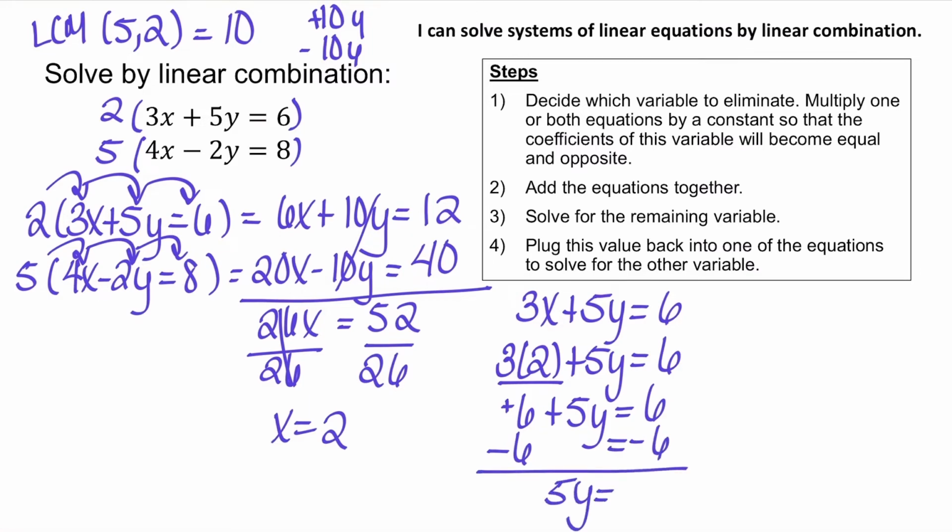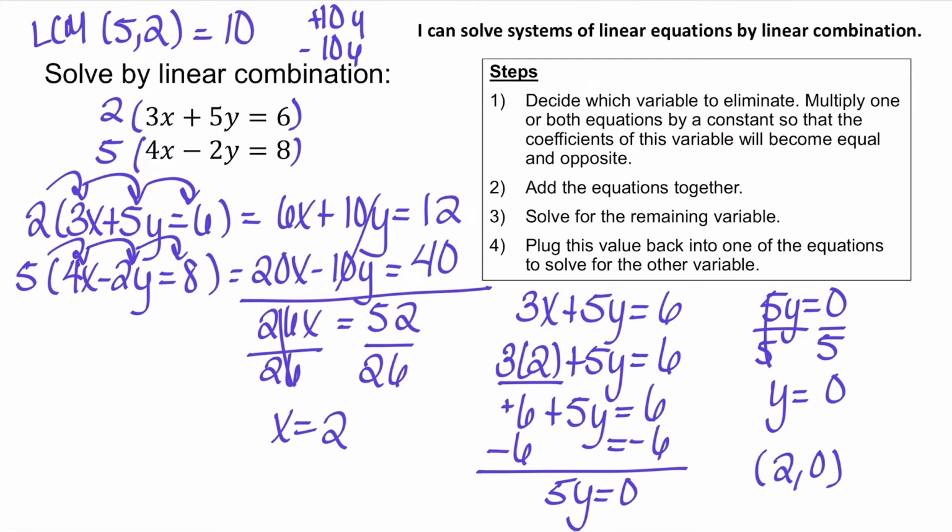5y equals 6 minus 6, which is 0. So if 5y equals 0, remember I'm going to divide both sides by 5, which gives me y equals 0 divided by 5, which is 0. So my solution is going to end up being 2, 0.